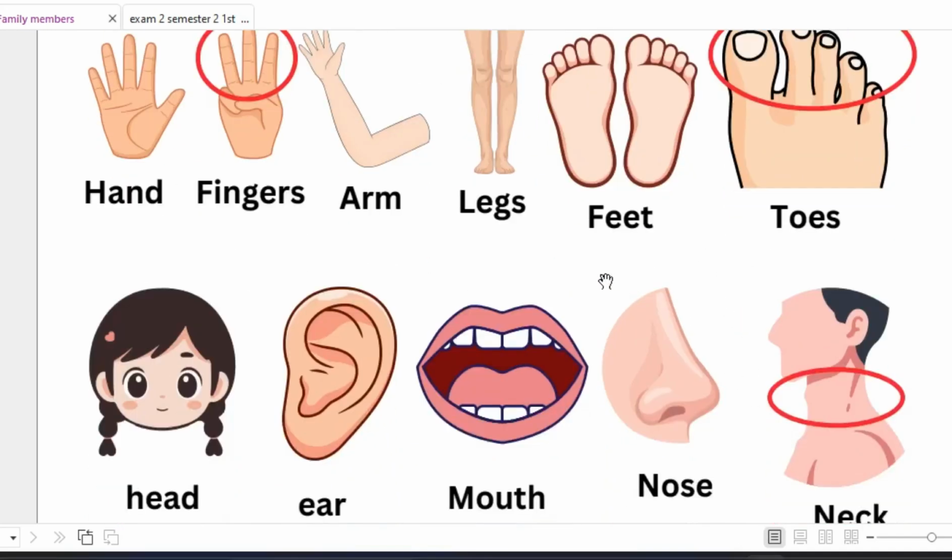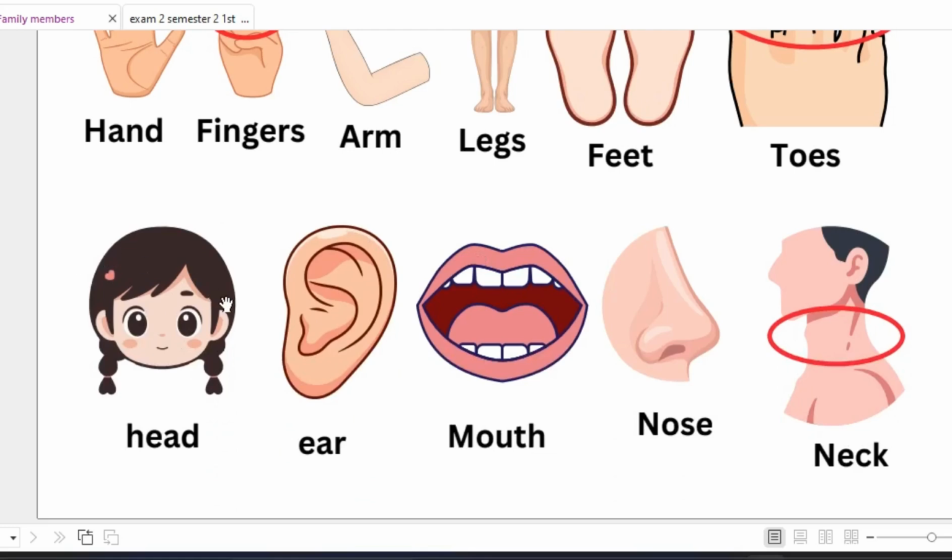5 toes. And we have head. This is a head. Ear. Mouth. Nose. And neck. This is neck. That's all you should know about Unit 7 and 8.